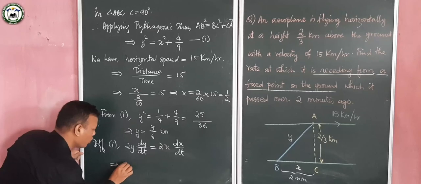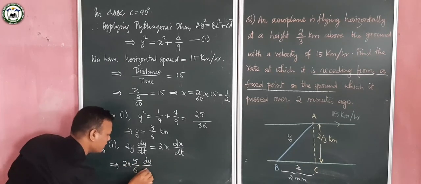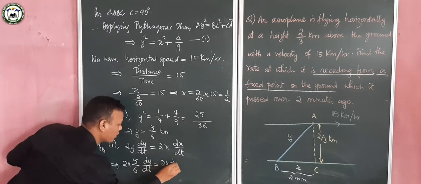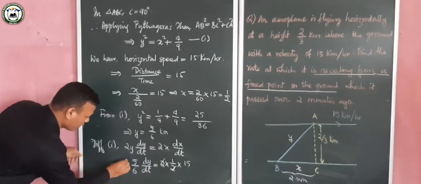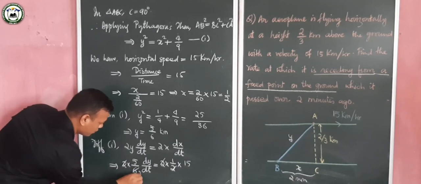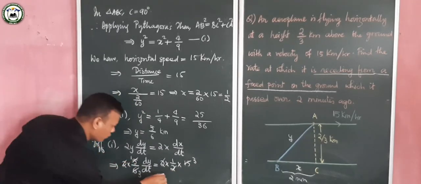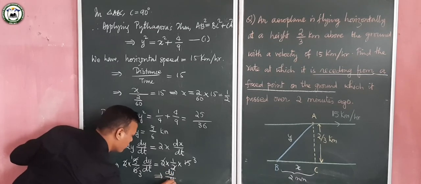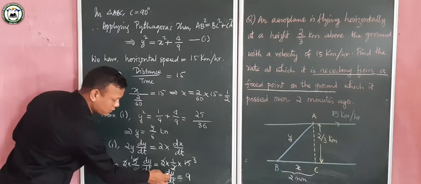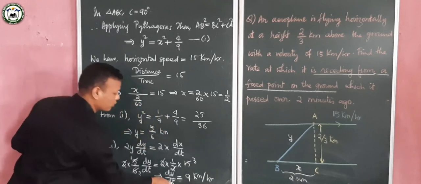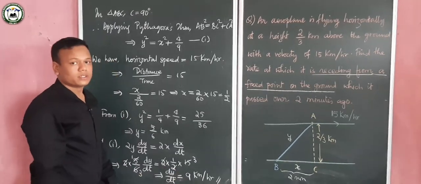So from here we have 2y, and y is 5 by 6. So 2 into 5 by 6 dy by dt equals 2 into x, where x is 1 by 2, into dx by dt, which is 15. So this and this get cancelled, and we have 5 dy by dt equals 3 into 15. So dy by dt from here is going to be 3 into 3, that is 9. And since y is a distance, the unit will be kilometer per hour, as time is in hours. So the receding velocity will be equal to 9 kilometer per hour.